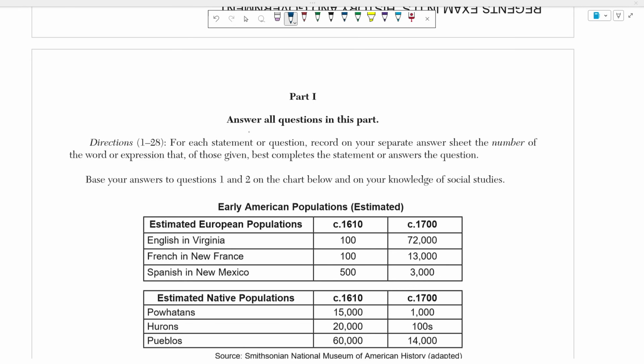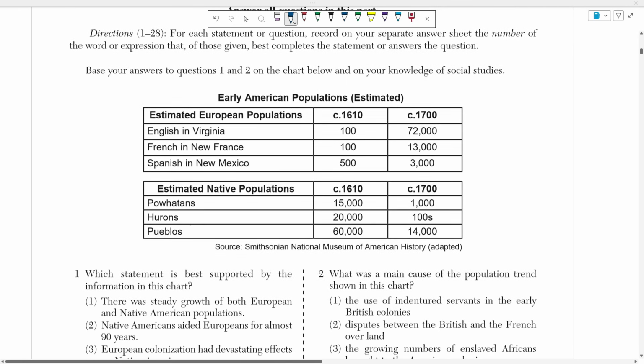That being said, we're going to start off with number 1, which asks which statement is best supported by the information in this chart. So this chart pretty much displays the European and Native American populations in early America. We see that when Europeans first came to America, they came in very small numbers, but at the end of the century, in the year 1700, their numbers grew a lot, right?